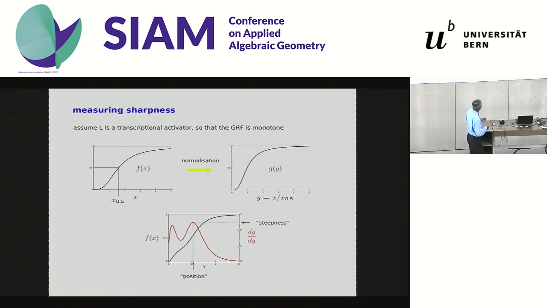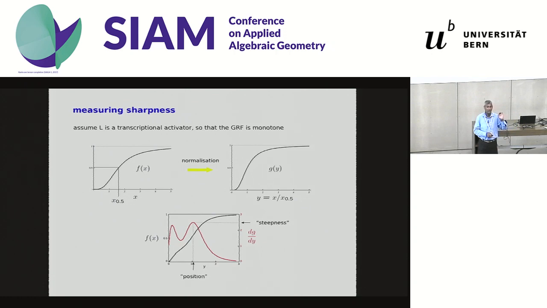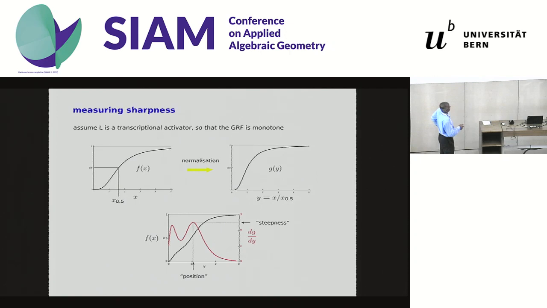The one we're going to use is sketched out here. We're going to normalize the gene regulation function in the same way that the experimental data was normalized, to its half maximal value. This is kind of subtle because the normalization depends on the function. It's not independent of the function, and that's important. We're going to use two measures of sharpness, and this is essential because the Hill coefficient really is not sufficient to give you insight into what's going on here. The two measures are to take the derivative, and look at the maximum of the derivative and the position of the maximum of the derivative. This is position and steepness.